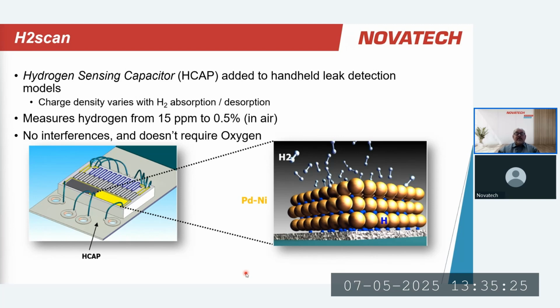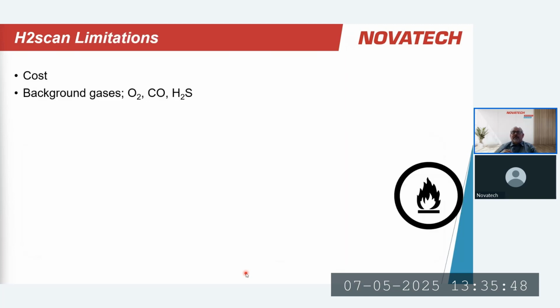Nice thing about it is that it is specific. It will only react to hydrogen. It doesn't require oxygen to be present like the catalytic bead sensors do. It's not an oxidation reaction that's taking place. So they have some very useful features and properties that help address some of the shortcomings of the other technologies.